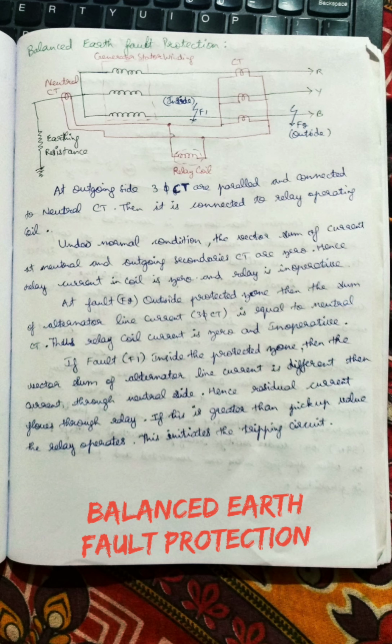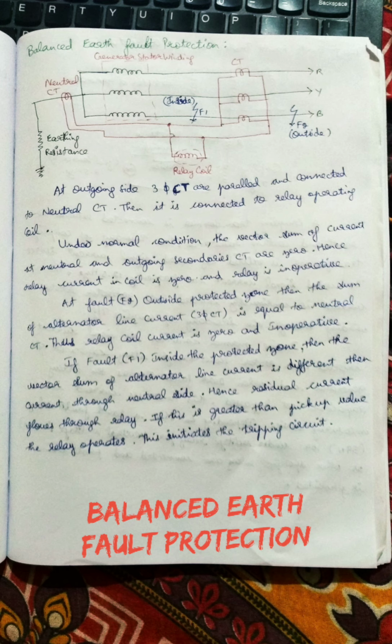Here the protected zone is your generator stator winding. Even for a transformer we can use this kind of connection and protection, for your transformer winding and reactor. Under normal conditions, the vector sum of the currents of your neutral and the outgoing CTs placed on the load side should be equal, or more or less below the set value. So at this time the relay will be in an inoperative condition.